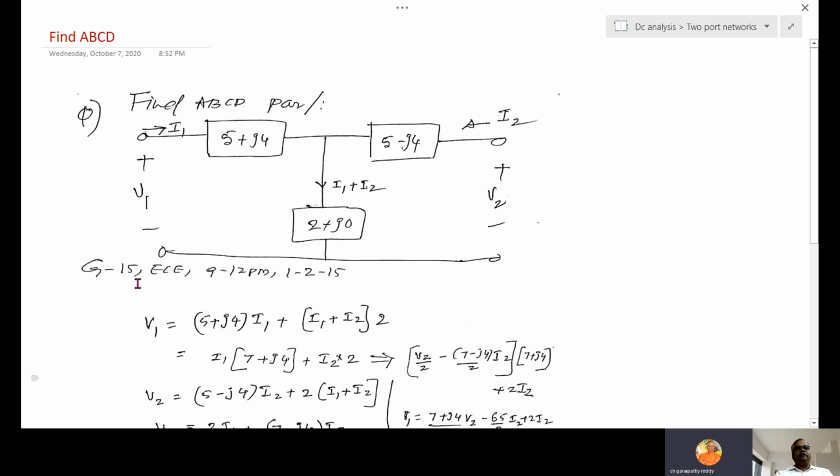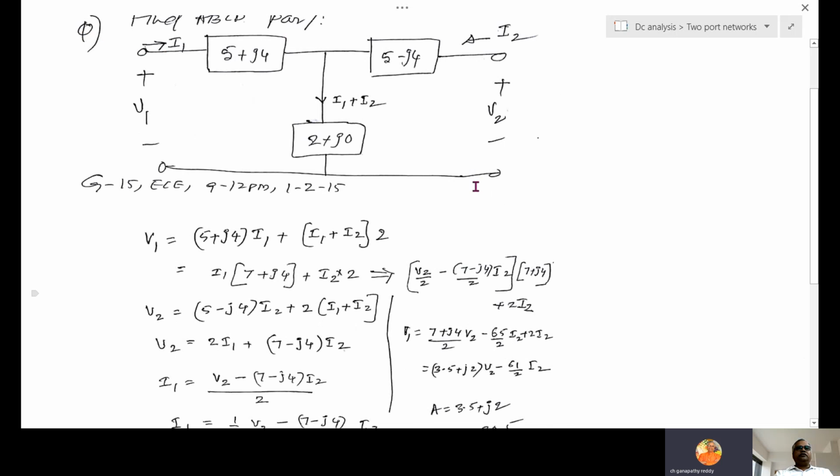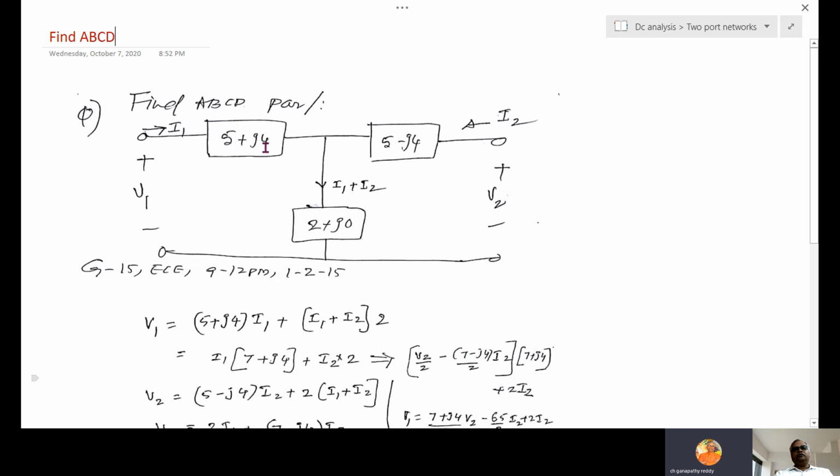This was asked in GATE 15. Simple problem, a T network, but the impedances are given in complex form. Find ABCD. When asked for ABCD, better use the shortcut method. Don't open or short the input or output port. Just write mesh equations and express V1, I1 in terms of V2, I2. As simple as that. So if this is I1, this is I2.